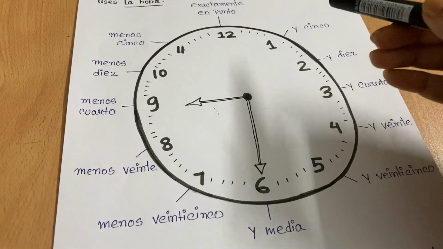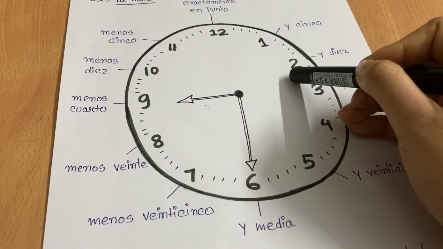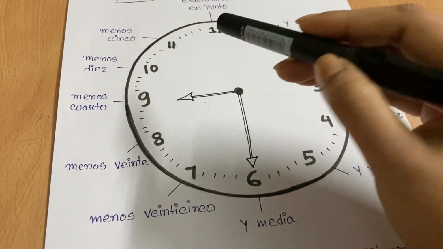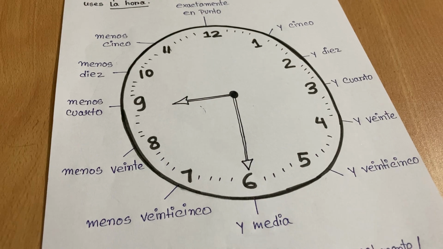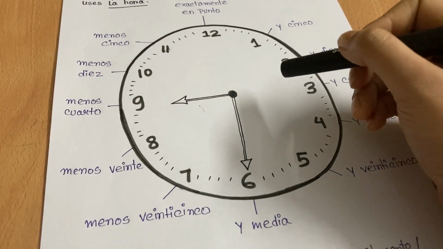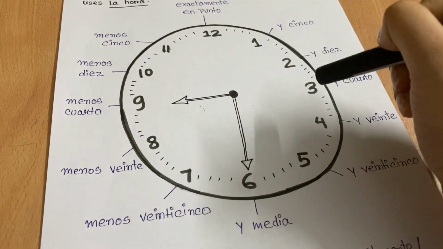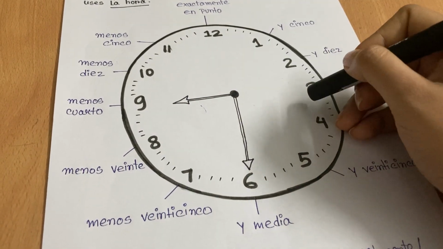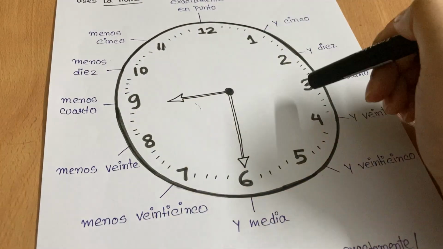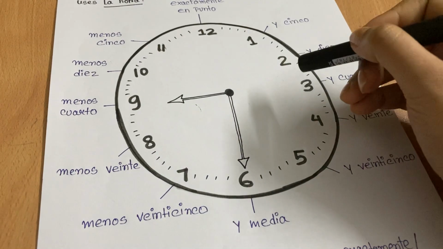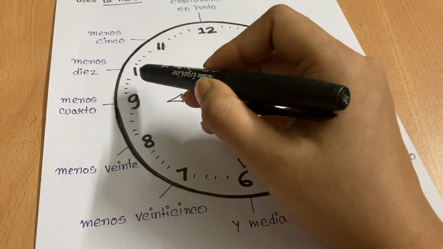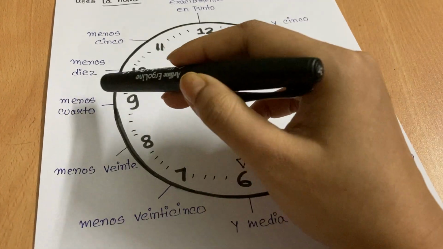Now how can we say 2:50 in Spanish? We have to refer to the next hour first. 2:50 means close to 3. Then we have to refer to the next hour, 3. So 3 minus 10. Then the time will be son las 3 menos 10. Son las 3 menos 10.